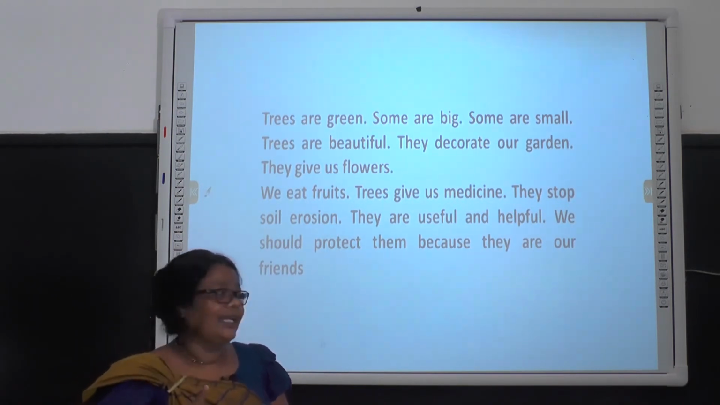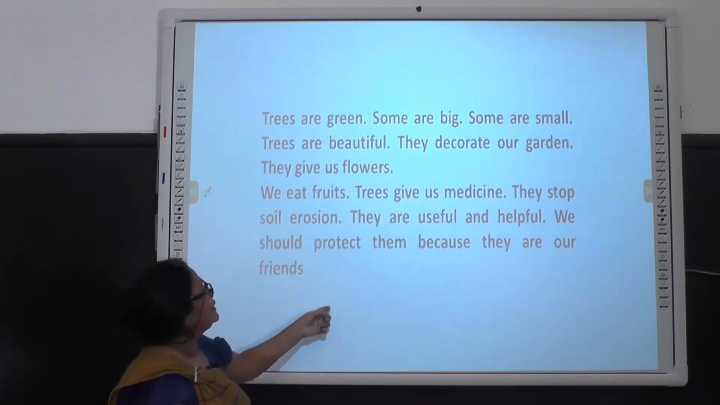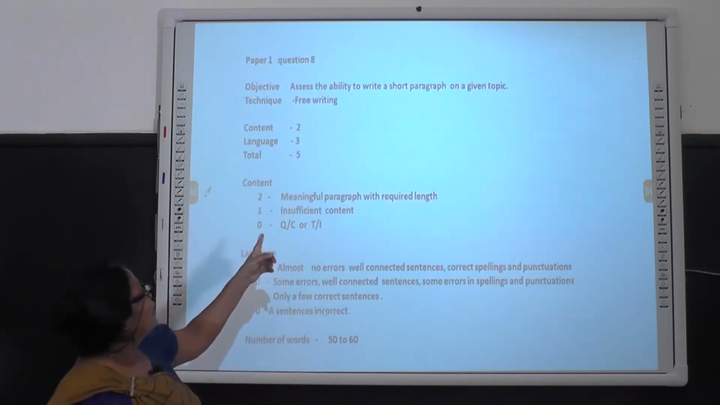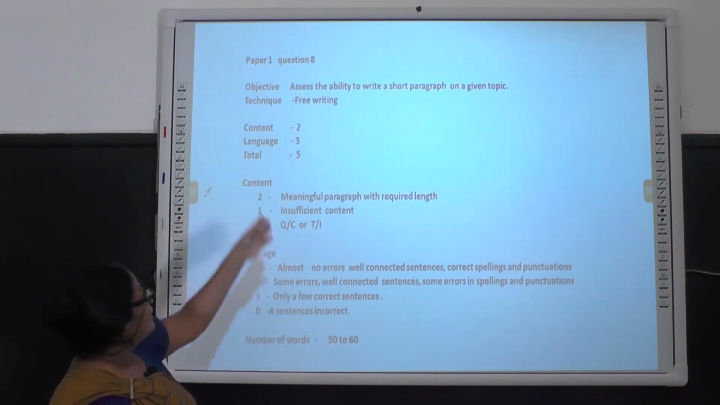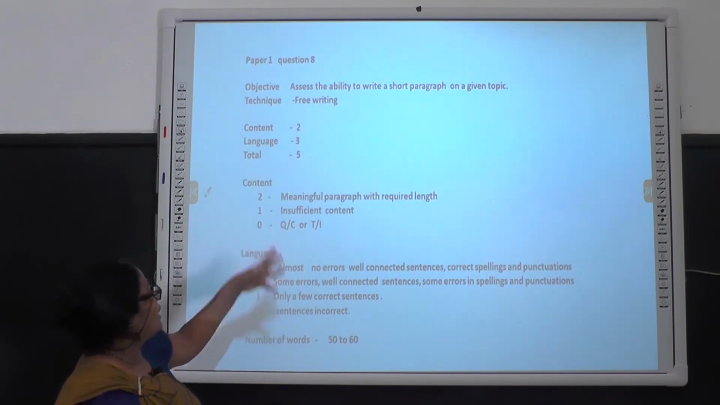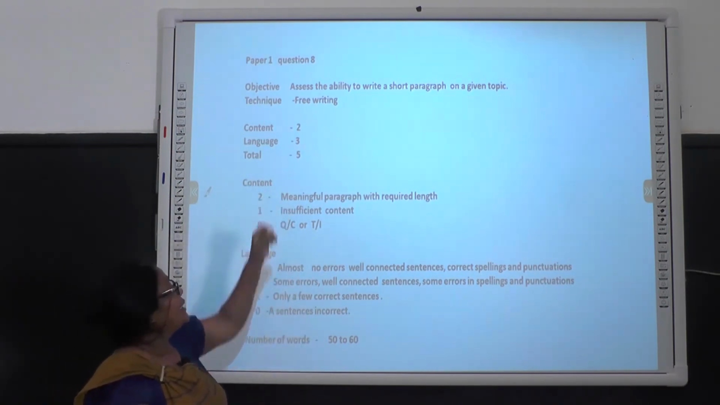Remember, the topic is trees are friends. Right? Now we'll see, you can see, this is how you are allocated marks. This is how you are given marks. Right, for the content, that is 2 marks.